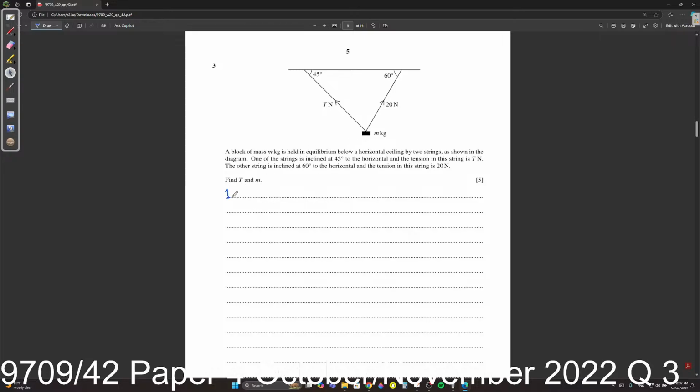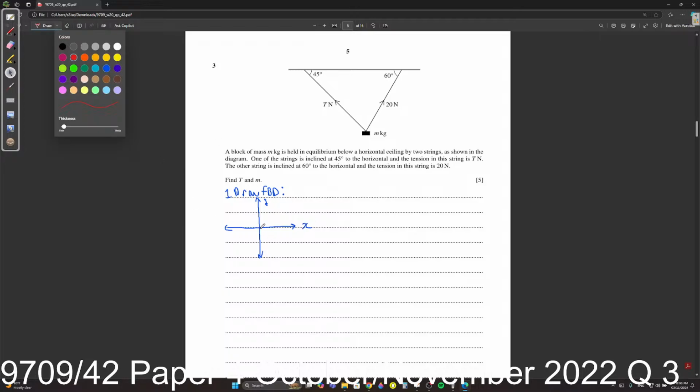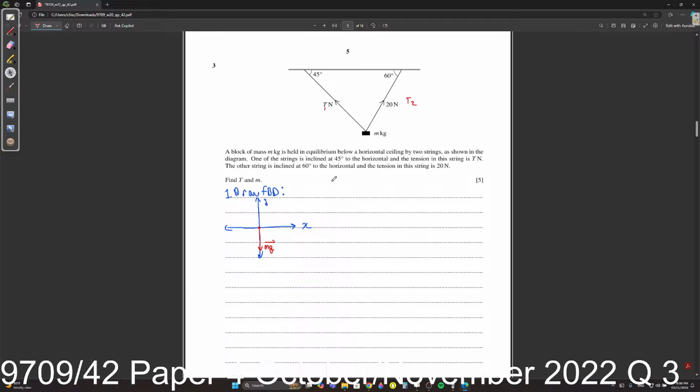Step 1 is draw the FBD. How am I going to draw it? I'm going to start with drawing my y-axis and label it, and draw my x-axis and label it as well. We have our particle here, right? We're going to start with its weight. Let's not call it weight, let's call it mg. We have two tensions, T1 and T2. I'm going to call this here T1 and this here T2.